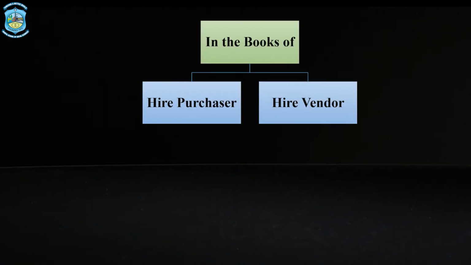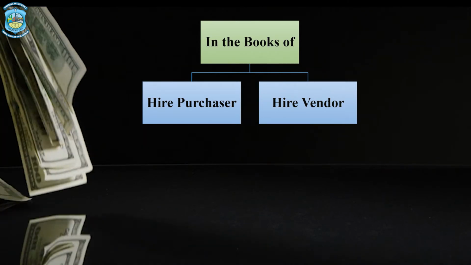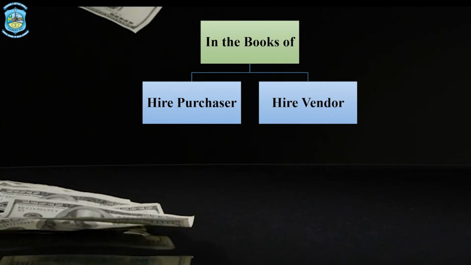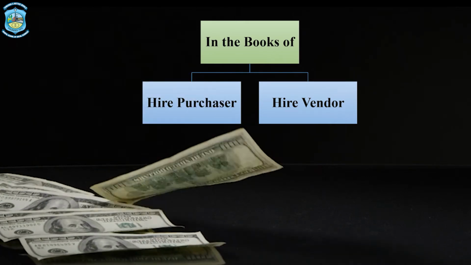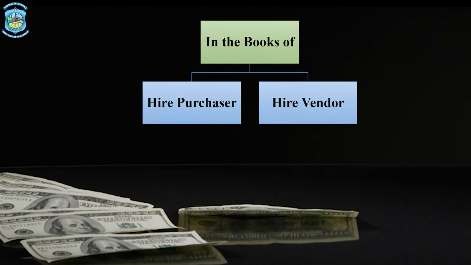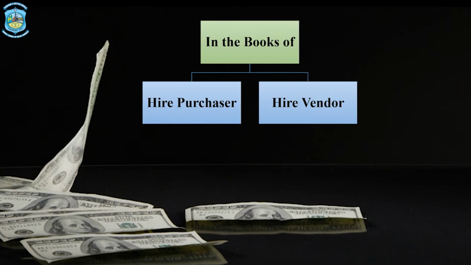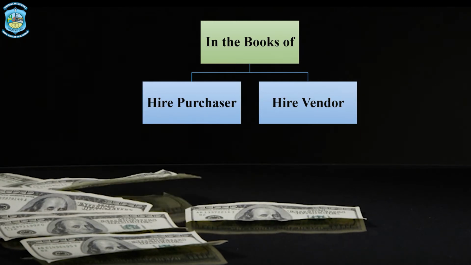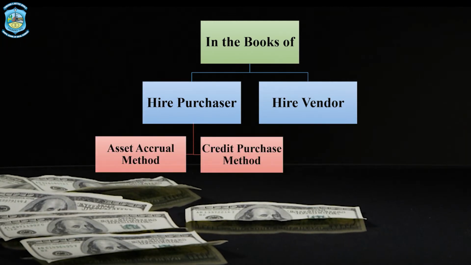Let me tell you that under the accounting system, we need to prepare two books of accounts, that is, the books of accounts for the hire purchaser and the books of accounts for the hire vendor. When we study the accounting entries in the books of the hire purchaser, the hire purchaser can record these transactions with two methods. One, the asset accrual method, and the second one being the credit purchase method. Now let us understand the asset accrual method.